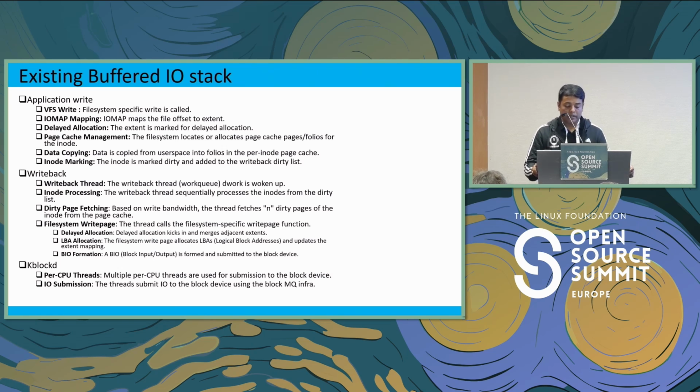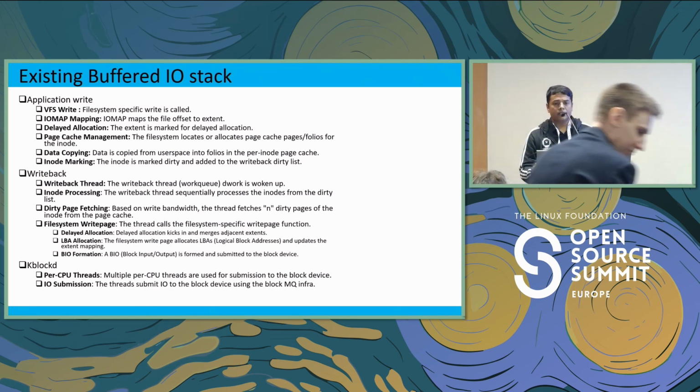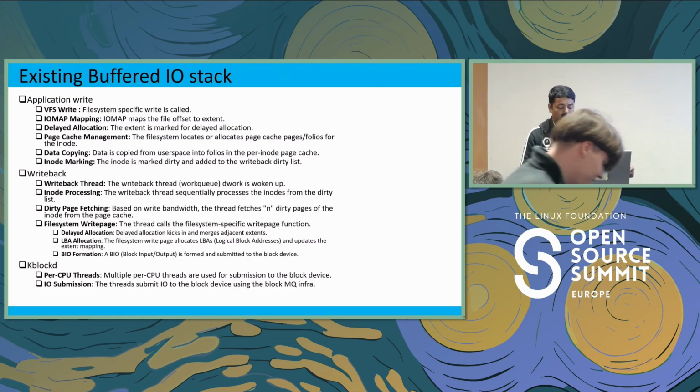So once these things are done, the file system tries to locate the page, or if the page is not there, it will allocate a page or a folio for the corresponding inode. This page is allocated so that we can copy the data from user space to this page. And then the inode which was getting written is marked as dirty, and it is added to a writeback dirty list. This dirty list is shared between the write thread and the writeback thread. Once it is added to the dirty list, we wake up the writeback thread.